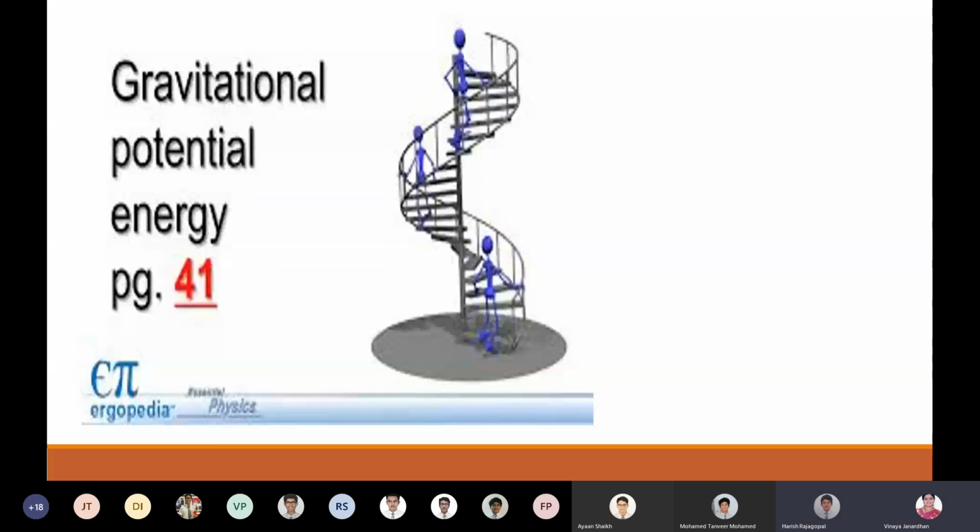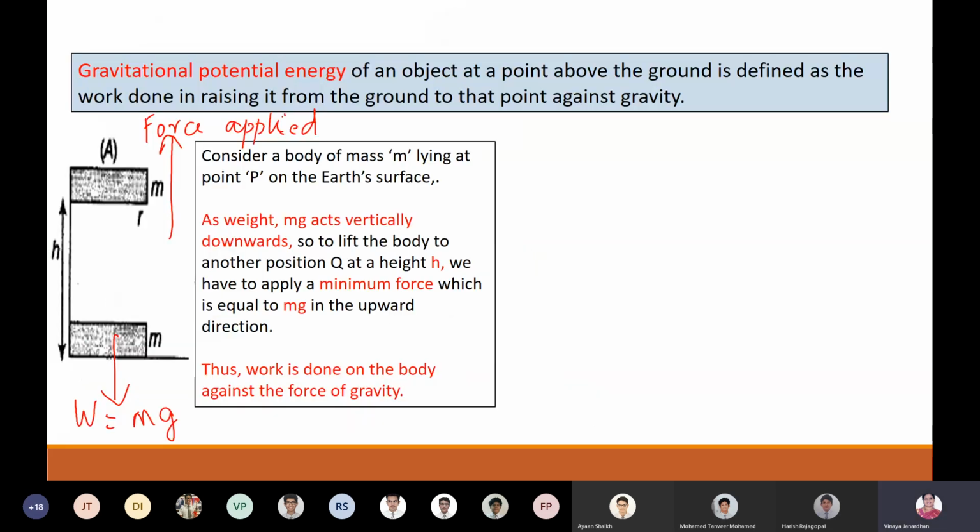Just start writing gravitational potential energy. Again, this will go as a 2 mark question. This is not there for your half yearly. Okay. Gravitational potential energy. We'll see what is gravitational potential energy. Now look at the statement: gravitational potential energy of an object at a point above the ground.